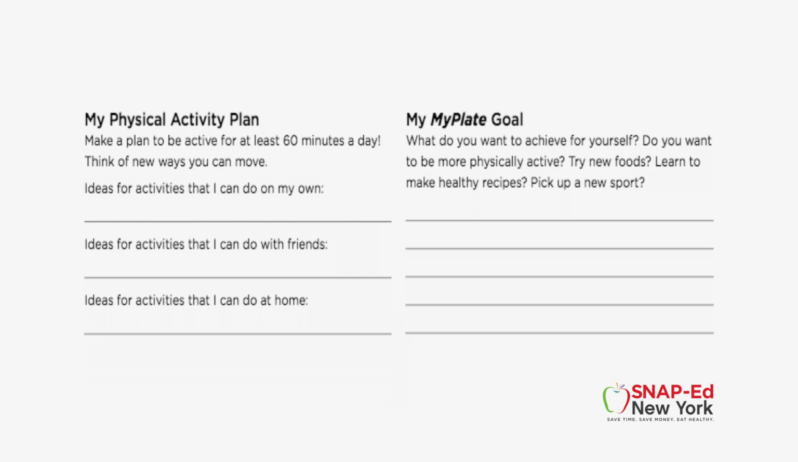I want you to make a plan to be physically active for 60 minutes a day. Make sure your plan has a variety of activities that you can do on your own, with your friends or a team, or with your family. The second part is to create a physical activity plan. Finally, set one MyPlate goal for yourself. Pause the video here and make some awesome goals that you want to accomplish.